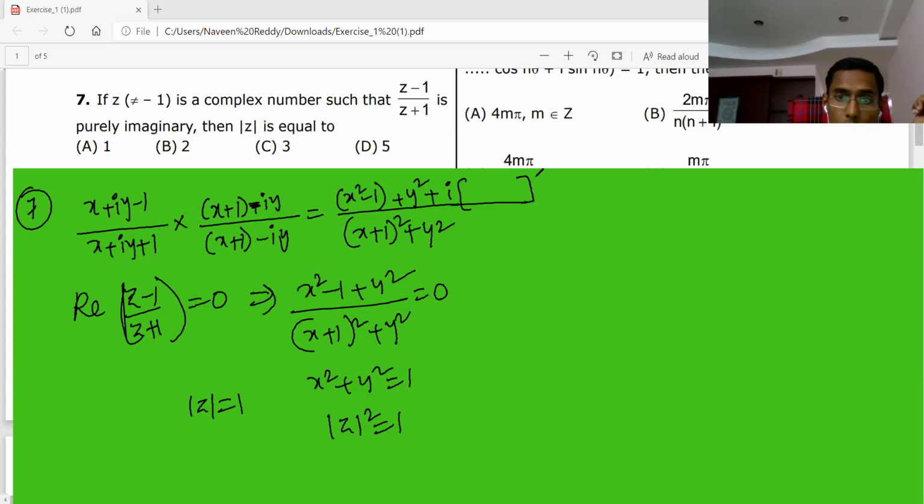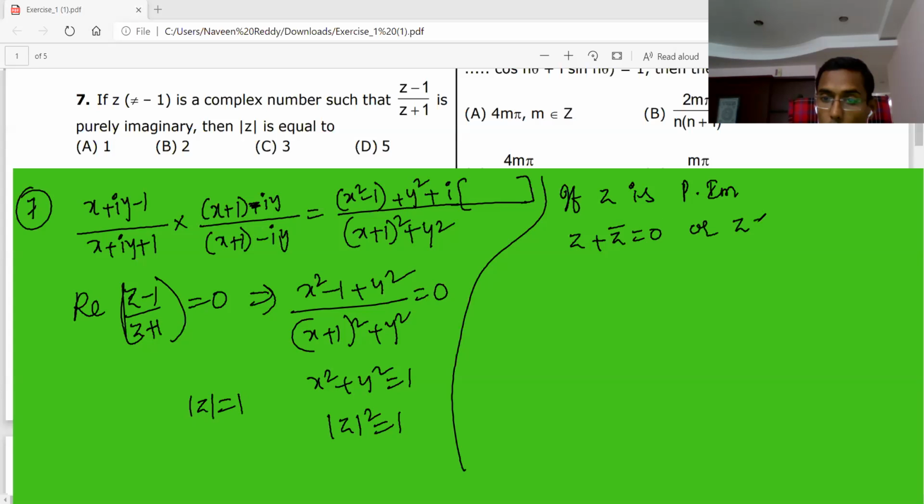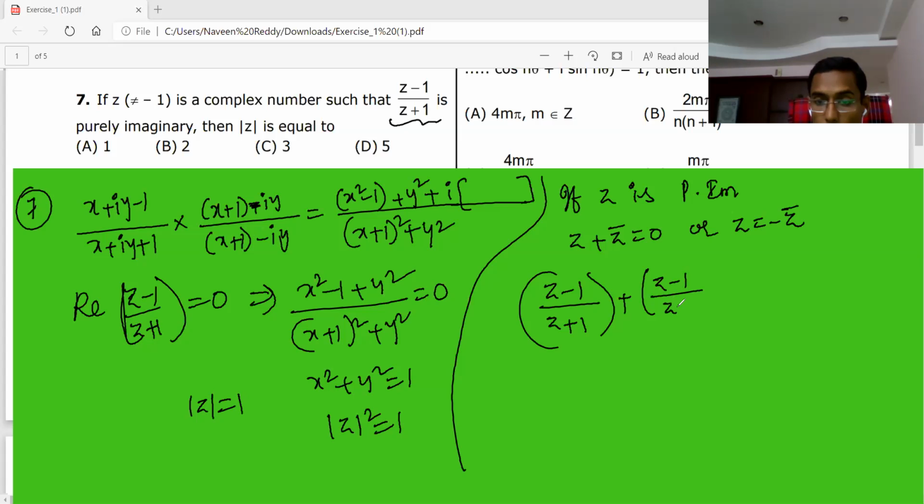You can do it this way, but actually you can do it a smarter way. Yesterday we discussed that if z is purely imaginary, then z plus z bar equals 0, or z equals minus z bar. Purely imaginary means this condition, and you can apply it. Take (z minus 1) by (z plus 1) and its conjugate; because this is purely imaginary, its conjugate added to it equals 0.